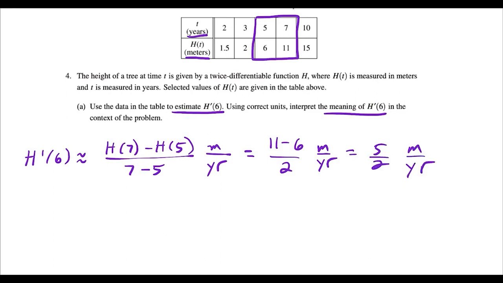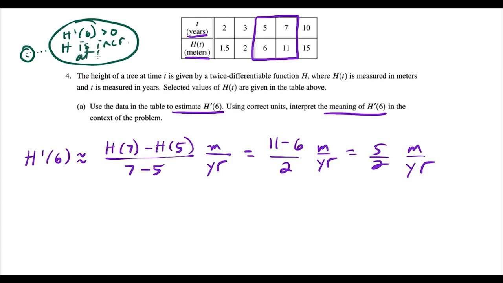But now for this next part, we have to interpret the meaning in the context of the problem. So the trick to this is I just think about if this was just a function without a story behind it. If I said something like h prime of 6 is greater than 0, that means that h is increasing at t equals 6. So now I just have to piece all of this together. And instead of saying h is increasing, I'll leave a blank here. Obviously on the AP test, you don't have to underline it like this.